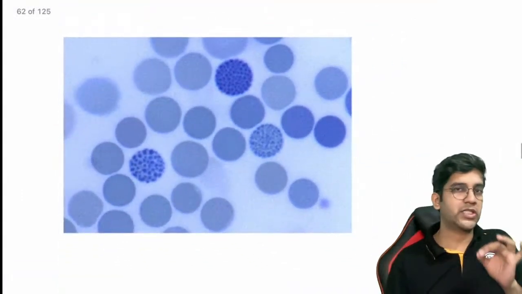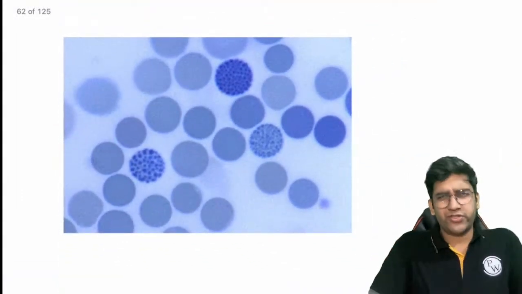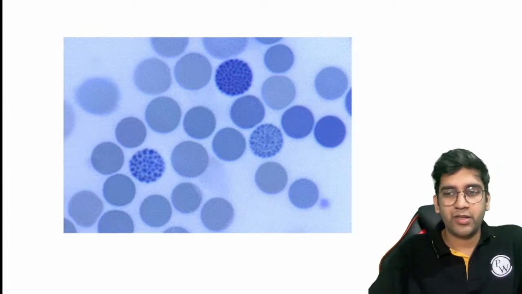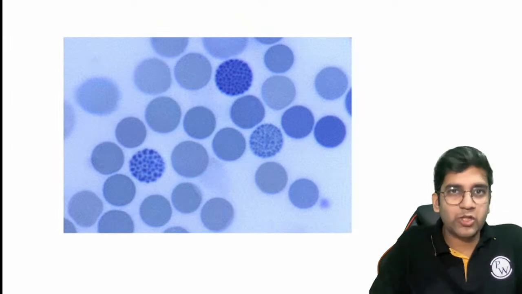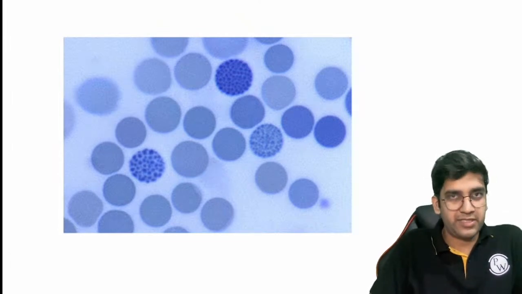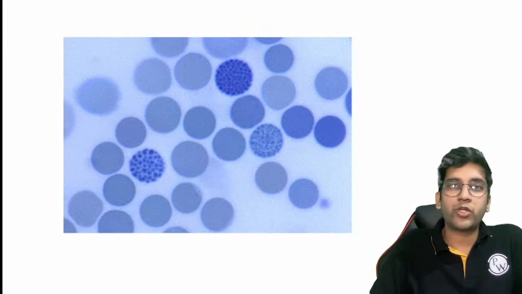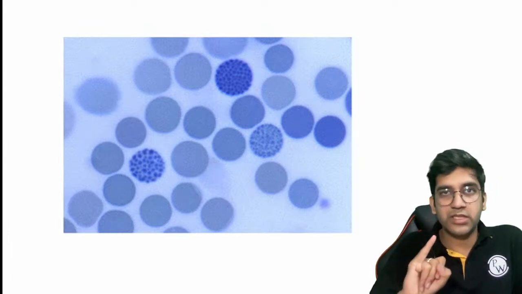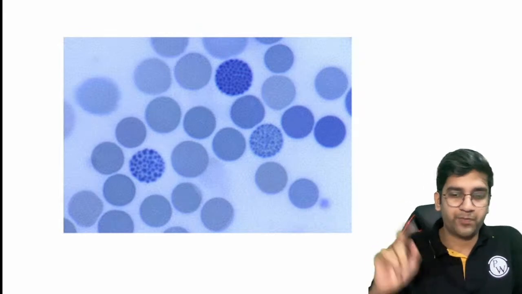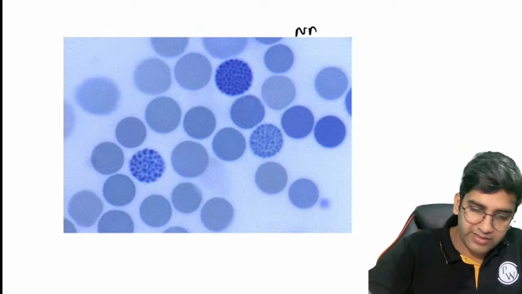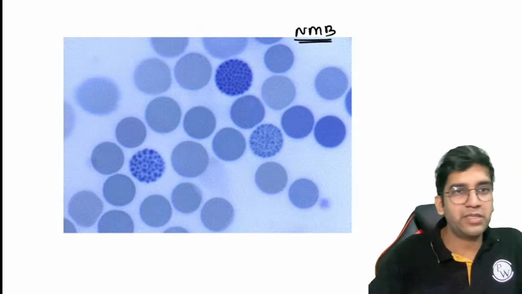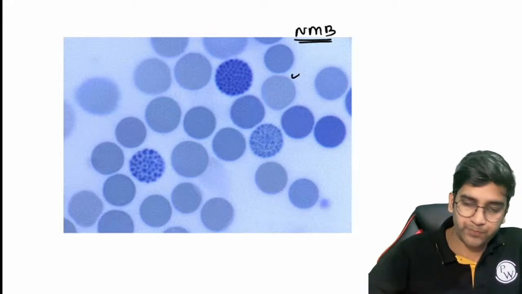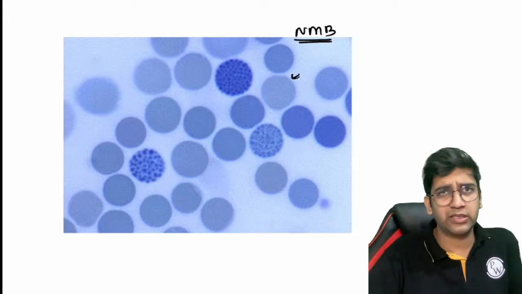Now I'm going to quickly run through it and tell you an algorithm or a table to pick up RBC inclusions. Before that, I want you to know there are two stains done for RBC in peripheral smear. One is Leishman stain, one is new methylene blue stain. This is actually new methylene blue stain. NMB stands for new methylene blue. How do I pick up it's new methylene blue? Look at the RBCs. They are greenish blue in color, right?